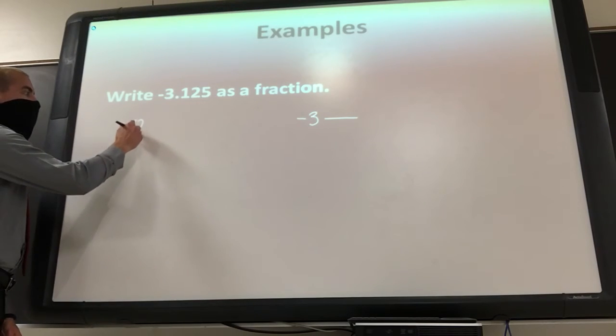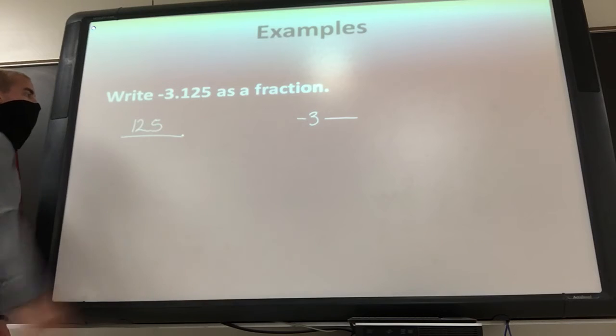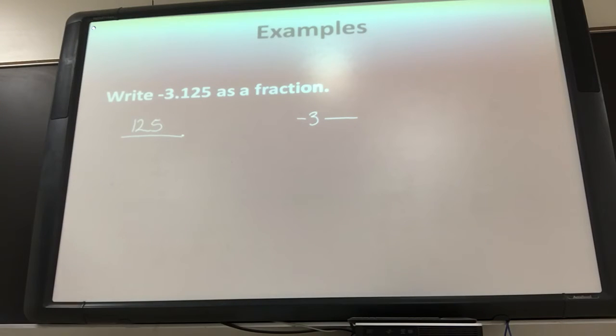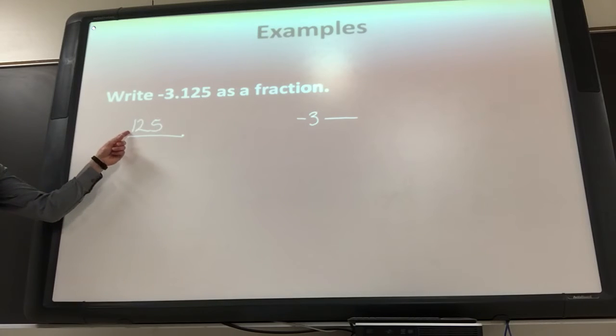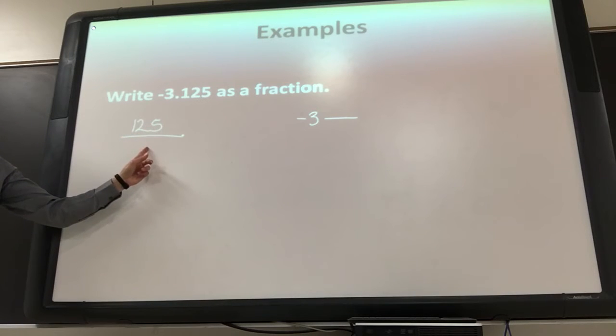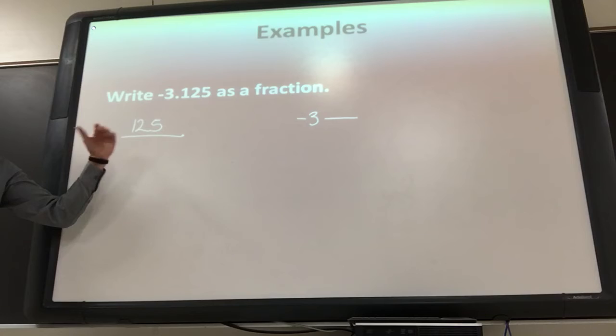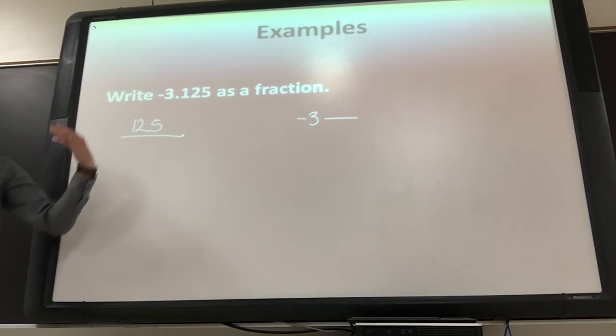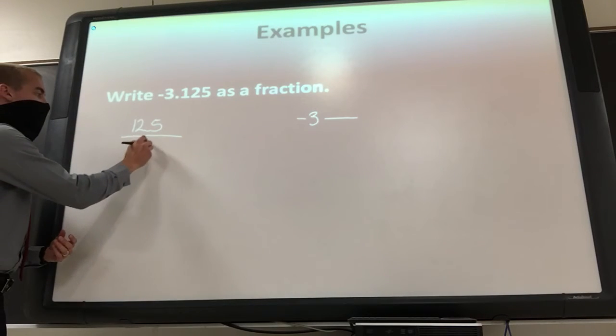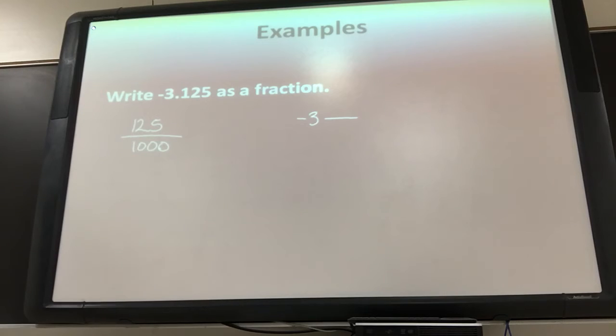0.125 would be 125 over 1,000. One way to know this is not going to be 125 over 100 is that that's an improper fraction. So it's just going to be one step up. So 100 spot, one step up, would be over 1,000.